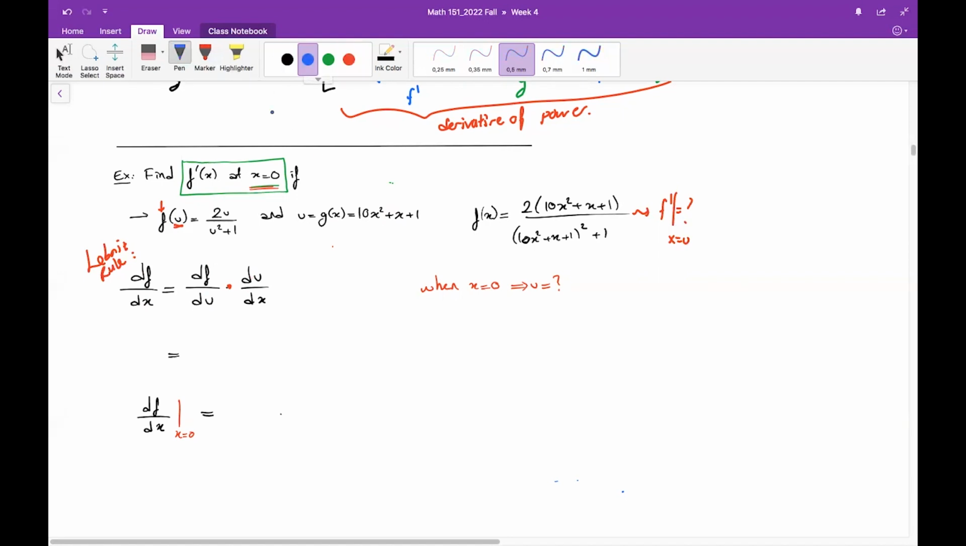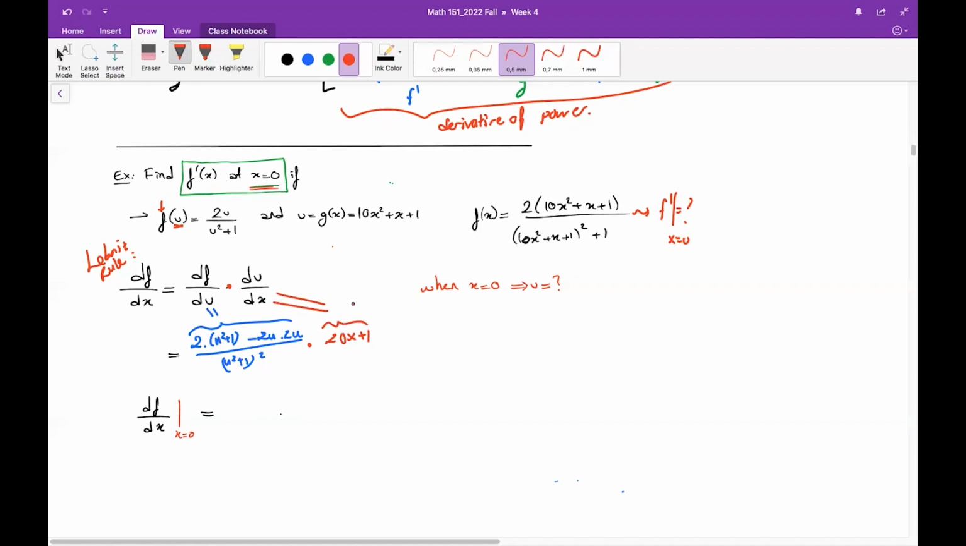So let's do that. Okay, this is a ratio. So we need to apply the quotient rule here to take the derivative of f with respect to u. The derivative of the numerator is 2 times the denominator, minus the numerator stays the same, times the derivative of the denominator, over the square of the denominator. This part corresponds to this, times, okay, you see the expression for u. You can easily derive it with respect to x, right? It is 20x plus 1. So this part corresponds to this.